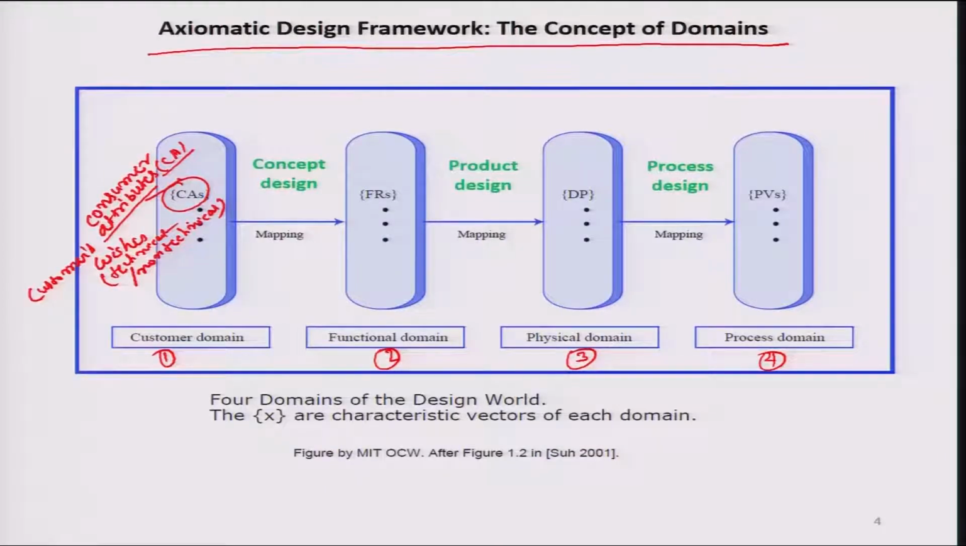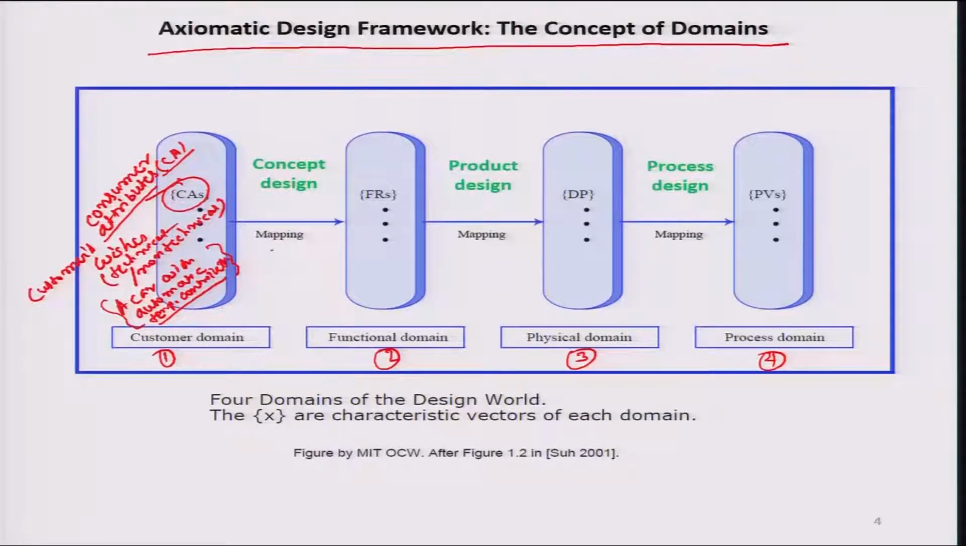Okay, suppose someone wants a car with an automatic temperature controller. So the customer makes a wish: he wants an automatic temperature controller in his car. So first, this is the customer domain, and these are the attributes of a customer.